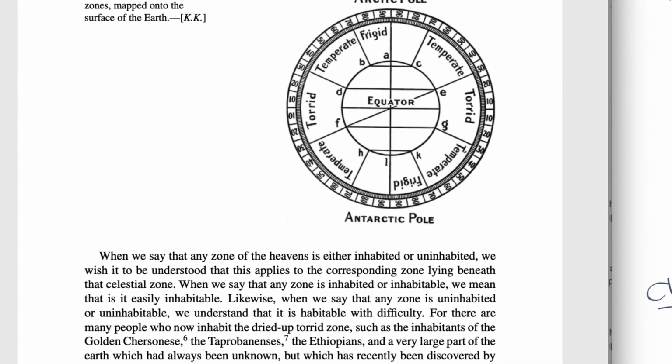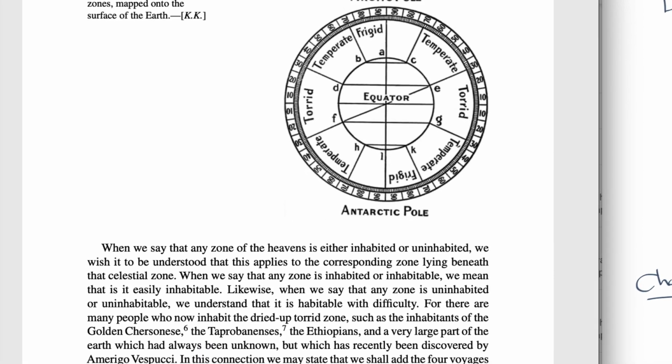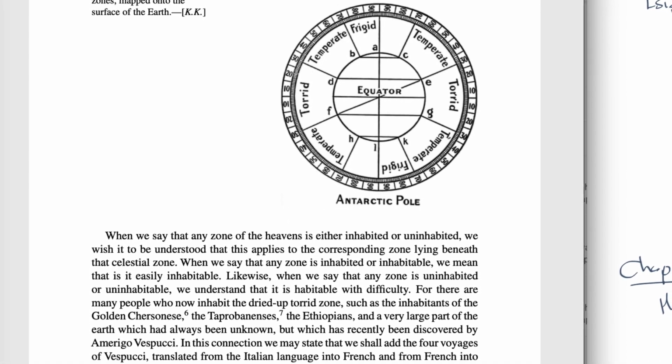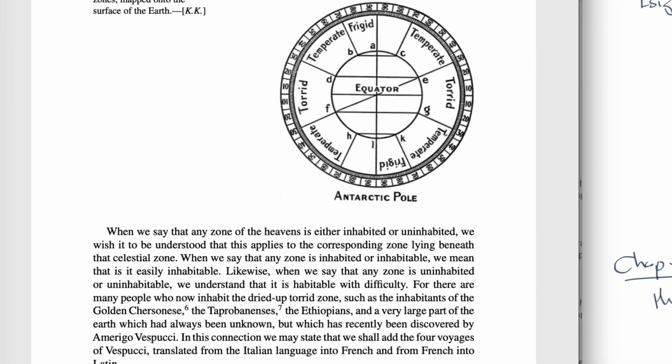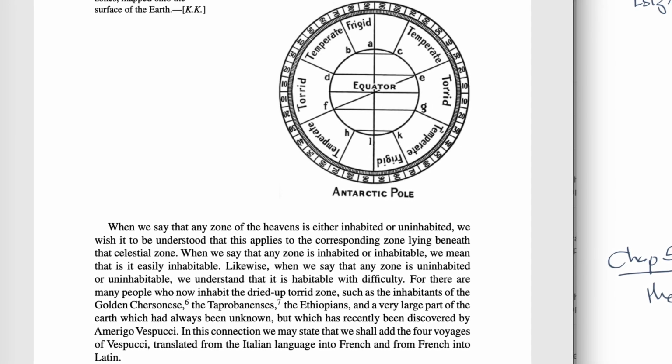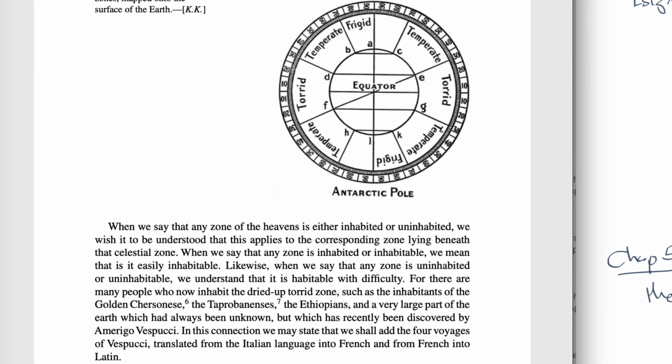For there are many people who now inhabit the dried up torrid zone, such as the inhabitants of the Golden Chersonese, and by that apparently he means Malacca, probably in India, the Taprobanenses, that is the people on the island of Ceylon, the Ethiopians, and a very large part of the Earth which had always been unknown, but which has recently been discovered by Amerigo Vespucci. So presumably there he's talking about the New World and the people who live in Mexico and Central America and northern South America. Okay, so we've got the torrid zone between zones E and G, and then zone 4 would be another temperate zone in the southern hemisphere, and finally the frigid zone on the bottom pole of the Earth.